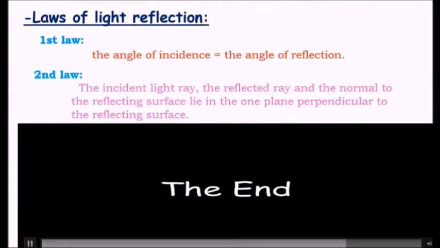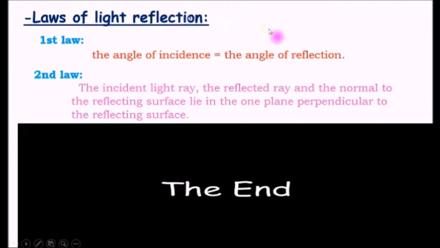As we can see in those two laws in the video, the first one, the angle of incidence must equal the angle of reflection. Whatever the value of the angle of incidence, the angle of reflection will be the same. The second law says that the incident light ray, the reflected light ray, and the normal lie in one plane. This plane is perpendicular to the reflecting surface.